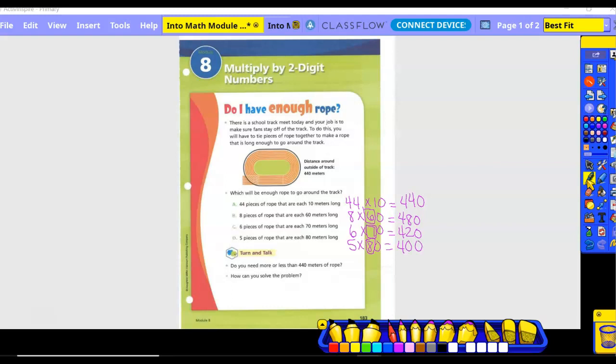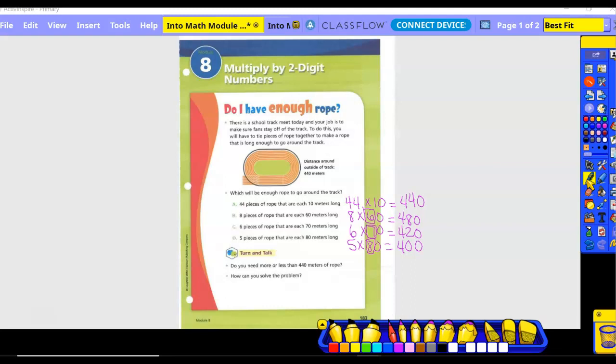Okay, so which one of those would be long enough to have it go around the track? Okay, so 440 is enough with the 440, right? So either A or B, but which one? You can only pick one. Which one would I go with? Why would I go with B?